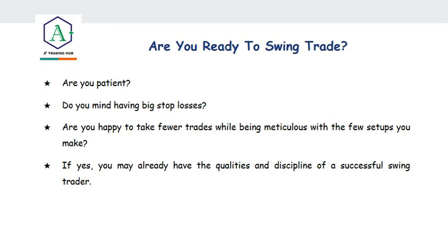So as a swing trader, you should know that you will not be able to be taking trades every day. You'll be taking few trades. So if you know you won't be okay taking few trades, forget about being a swing trader. You don't have to force yourself to be a swing trader. If you want to be taking more trades, then focus on being a day trader.